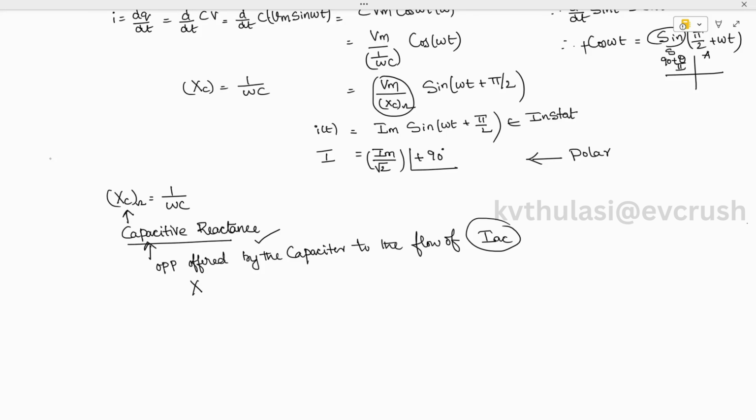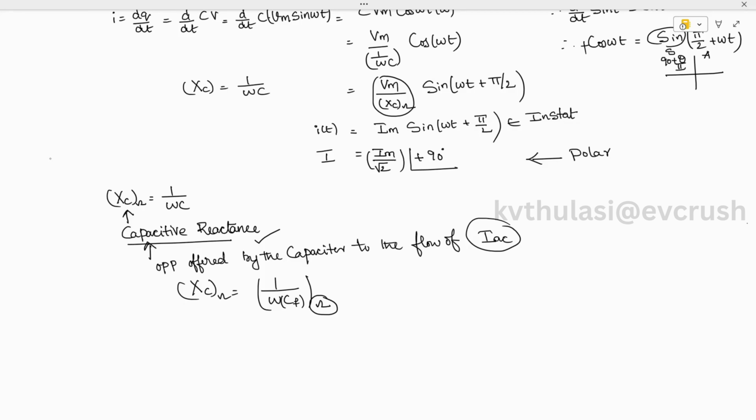I will give a simple example. Xc ohms is equal to 1 by omega C. The unit of C here is farads. When you multiply with 2 pi f and take the reverse, the ultimate unit you are going to get is ohms.